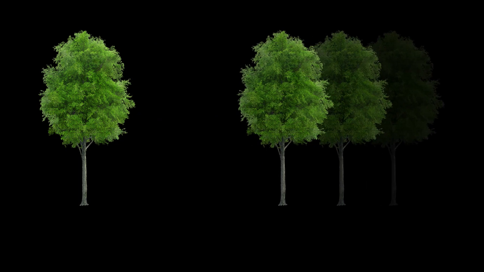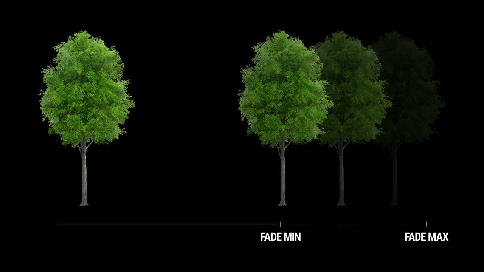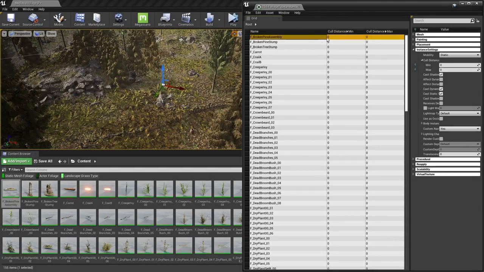You can read more about these in the links we've provided below. Just know that we've set up our foliage to start fading out at the min distance and be fully faded out and not drawn at all at the max distance. If you don't want to fade your foliage, you can just set the max distance and they'll be fully invisible. I set these values based on the size of the foliage.